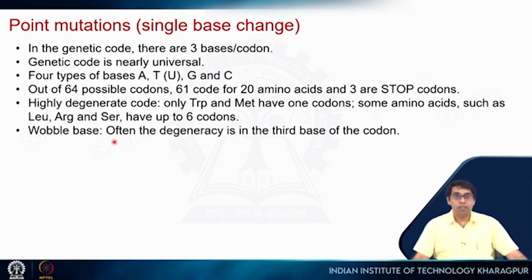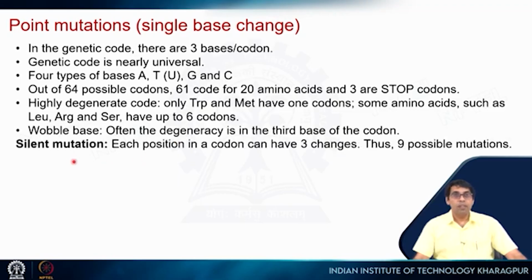The wobble base, which is the third base of a codon, is often degenerate. For example, we saw the example of serine and glycine. If you change the third base, it will not result in any change of the amino acid. Silent mutations: if a codon is changed into another codon, but it does not result in a change in the amino acid, then that is a silent mutation.